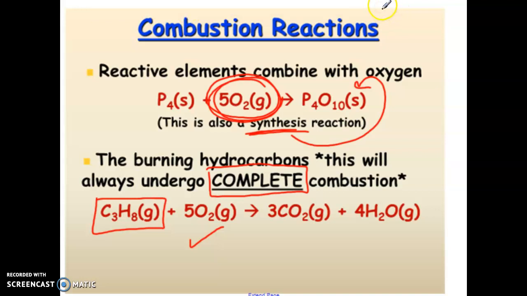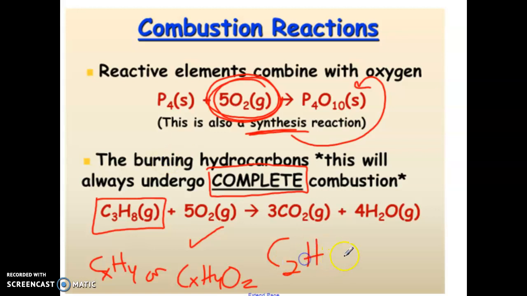Okay, so complete combustion is actually any time you have carbon and hydrogen molecules with oxygen, or carbon, hydrogen, and oxygen molecules. So I just put letters here because it doesn't matter how many carbon and hydrogens there are, right? So I could have C2H6O2 or something. It doesn't really matter.